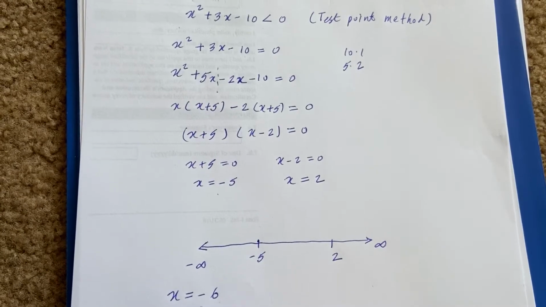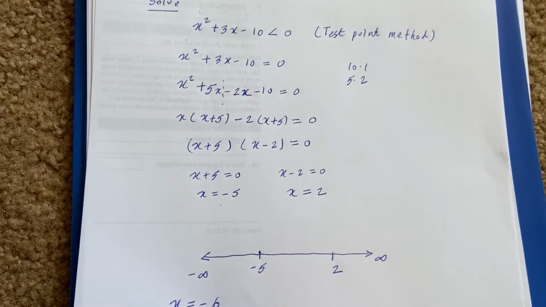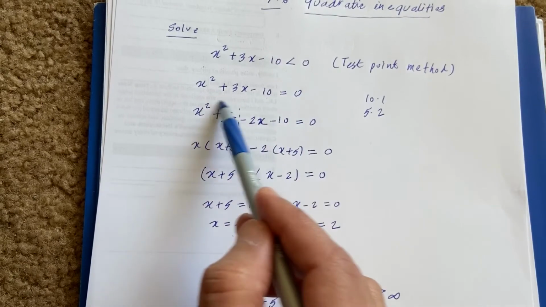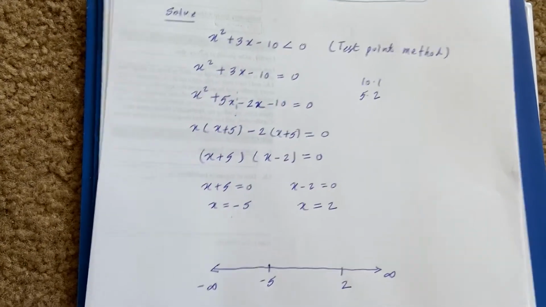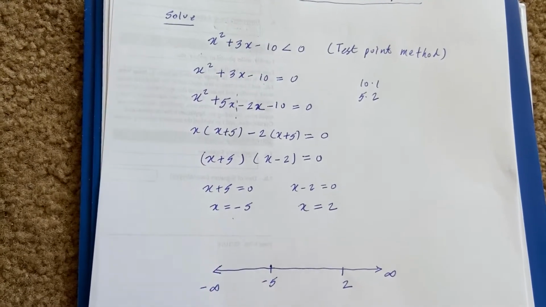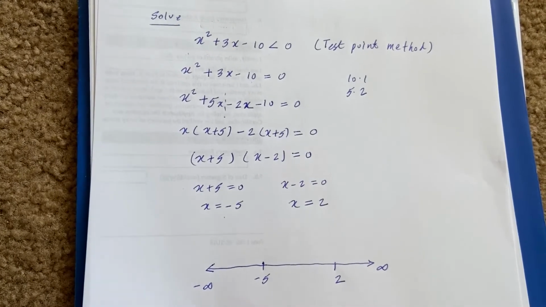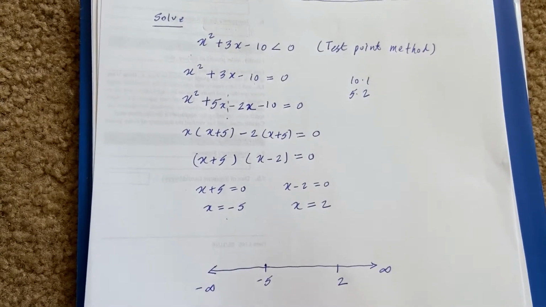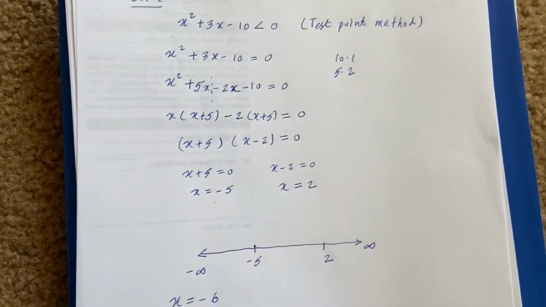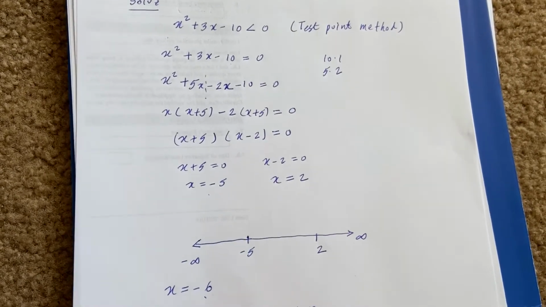Now to check this point, we are going to substitute this value into the original equation. Since we have x squared, and we said x is negative 6, we get negative 6 squared plus 3 times negative 6 minus 10 is less than 0, right? And here negative 6 squared is positive 36.